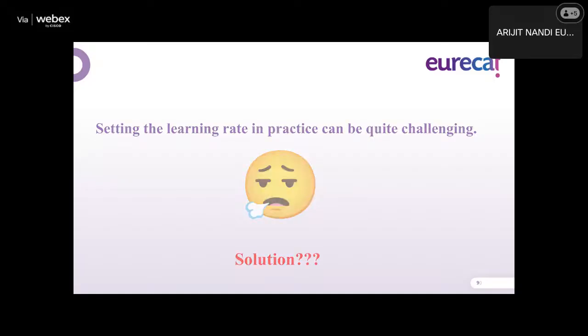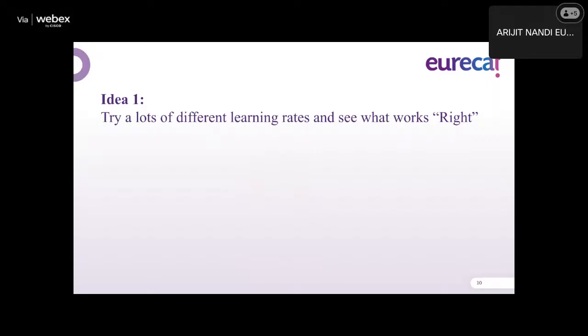What's the solution? The first idea could be to try a lot of different learning rates and see what works. Normally the learning rates are set between 0 and 1, in order to avoid the exploding gradient problem.